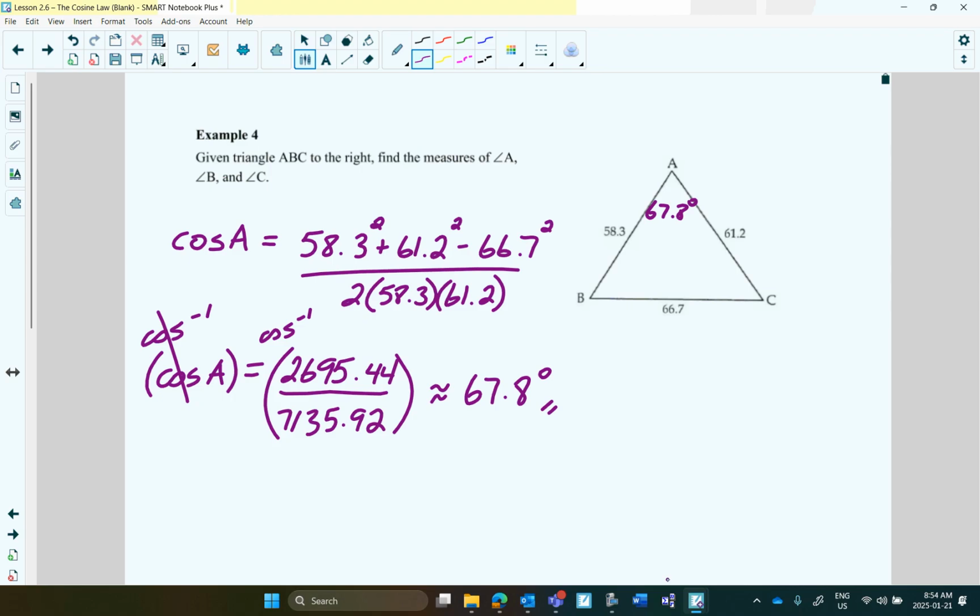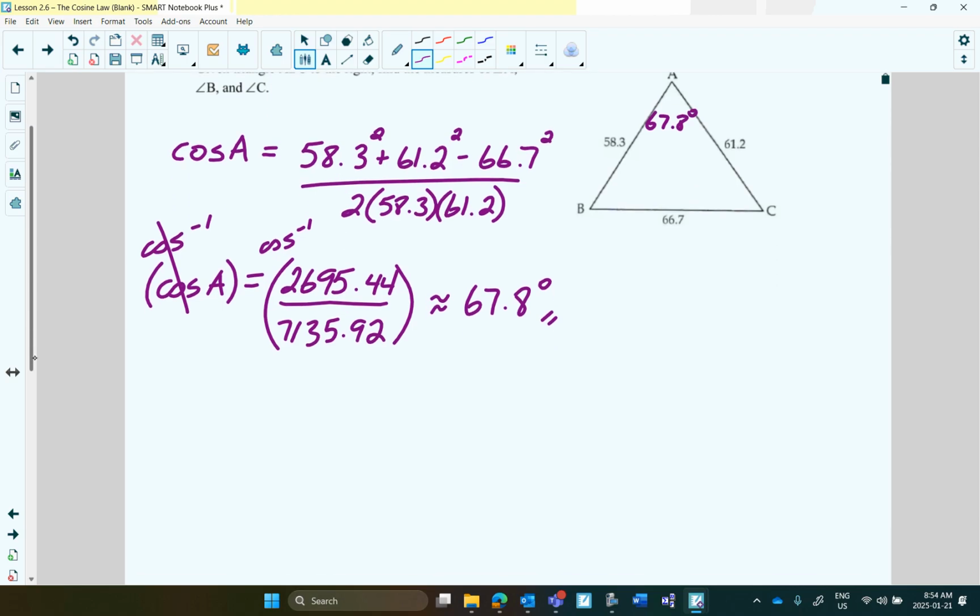Now we've got options to find B and C. Because we now know a side and its angle opposite, which means we could use sine law. Or you could use cosine law again. Either one is going to get you the correct answer. So because I know a side and the angle opposite, I'm just going to use sine law for this one to find the next one. And we might as well go to B.